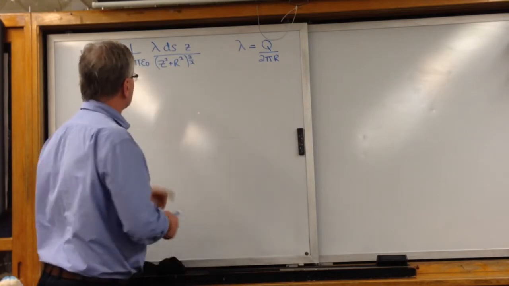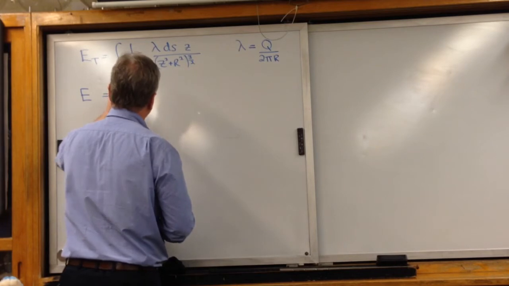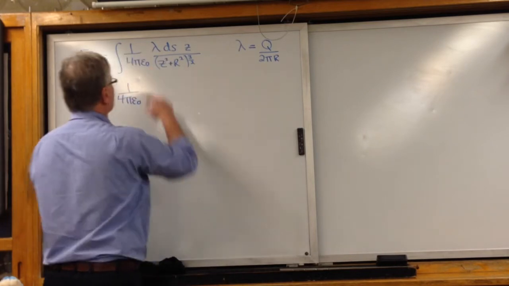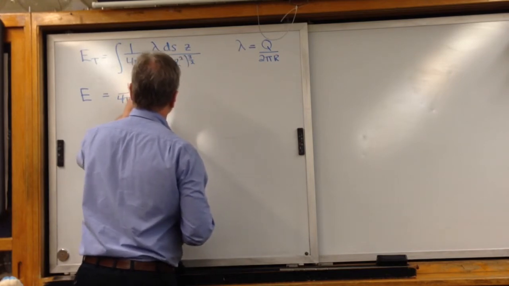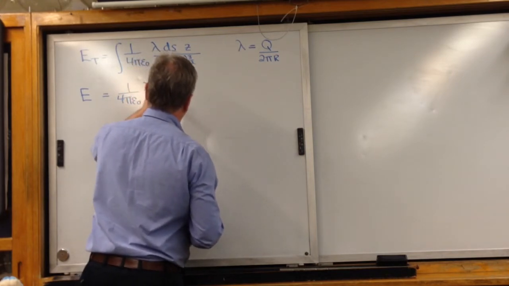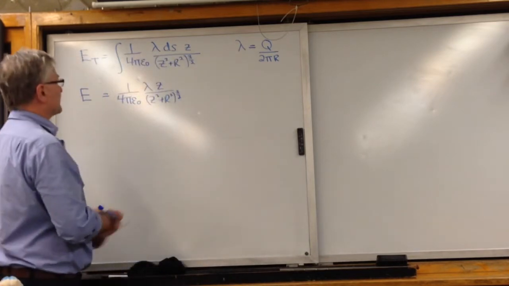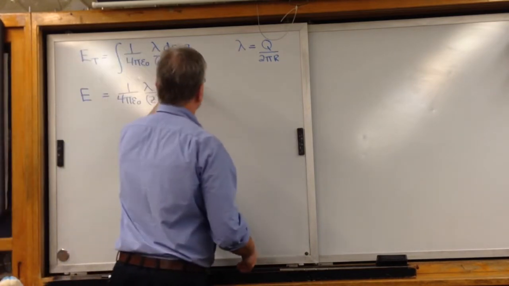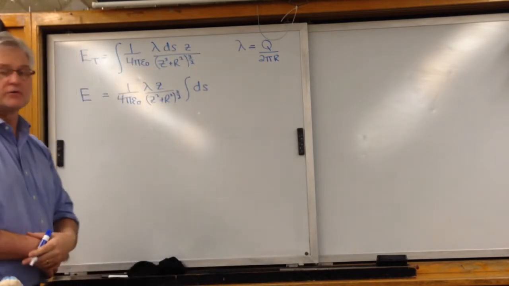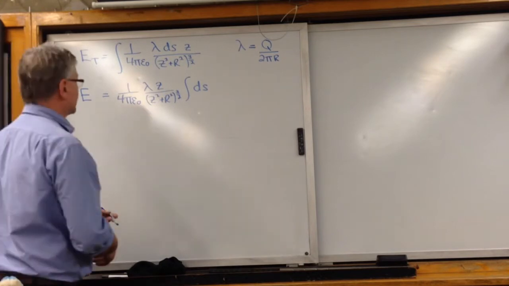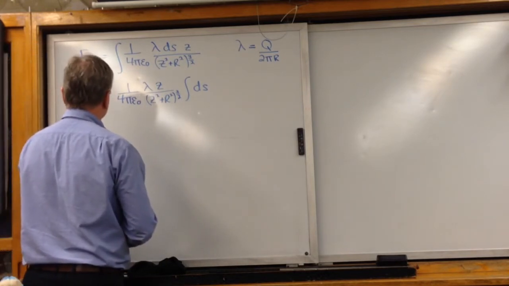So we've got a collection of constants that we can move outside. So we've got 1 over 4 pi EO, lambda z divided by z squared plus big R squared to the 3/2. All right, so far we've got that outside the integration sign, and then we got integral ds. So integral ds obviously is fairly easy to solve, and we can do that.